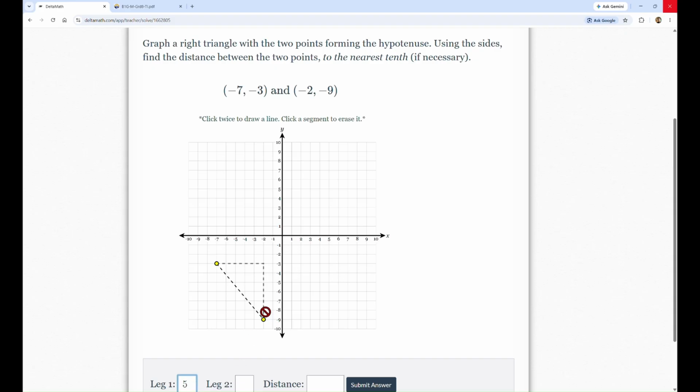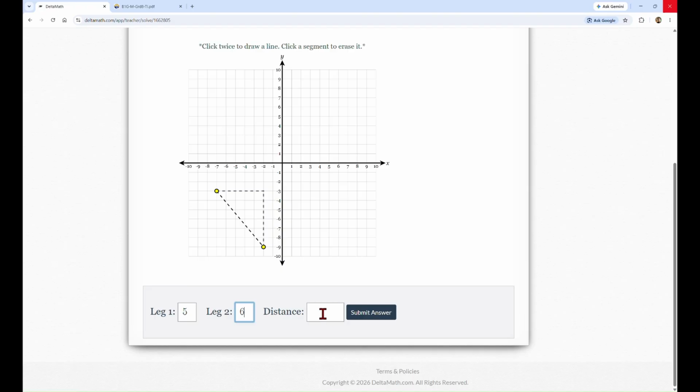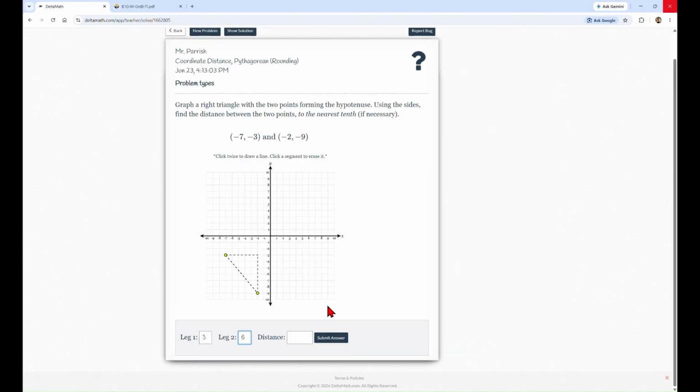Leg 2: 1, 2, 3, 4, 5, 6. So leg 2 is 6. And if you want to confirm that by crunching the numbers, we have a -9 and a -3. So -9 minus -3 is -6, but distance will never be negative. So there's our +6. Now for the distance, we need to use the calculator again.